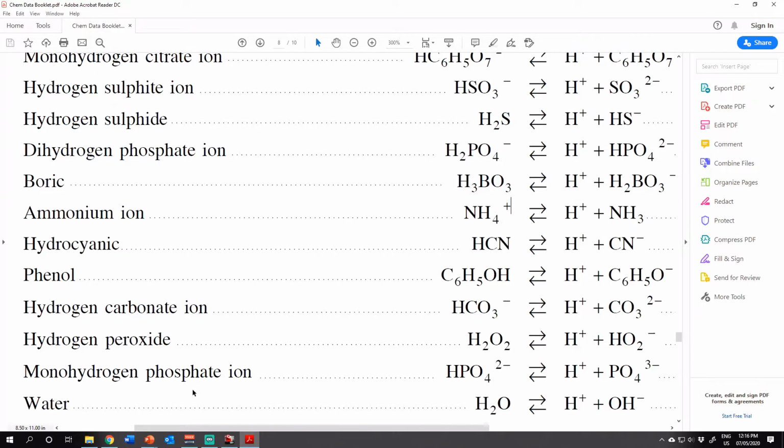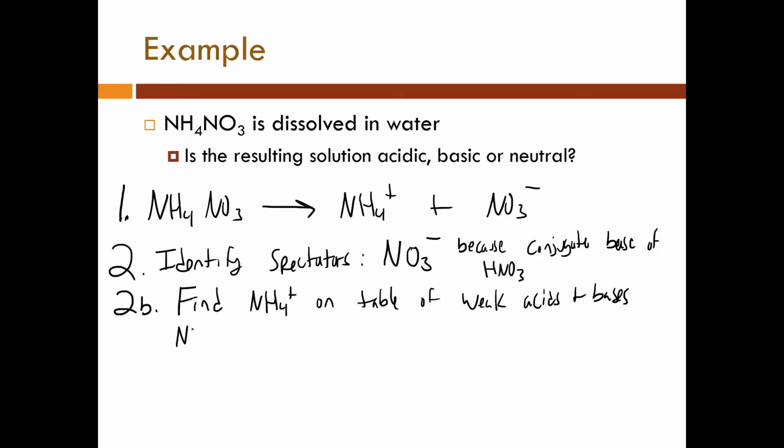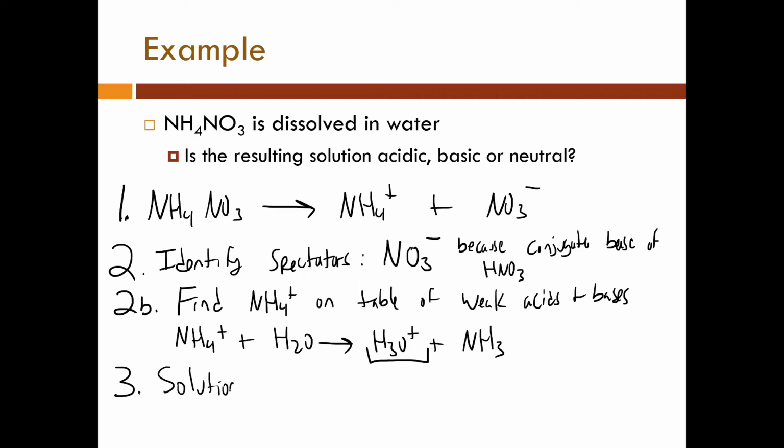So what we can say then is that because NH4 plus is a weak acid, the NH4 plus ion will react with water to create hydronium. So NH4 plus, this is the reaction that NH4 undergoes. NH4 plus water will react to create hydronium and NH3. Okay, so now we can say this solution is creating hydronium, so therefore the solution is going to be basic. No, sorry, not basic. Solution is going to be acidic. Solution is acidic.